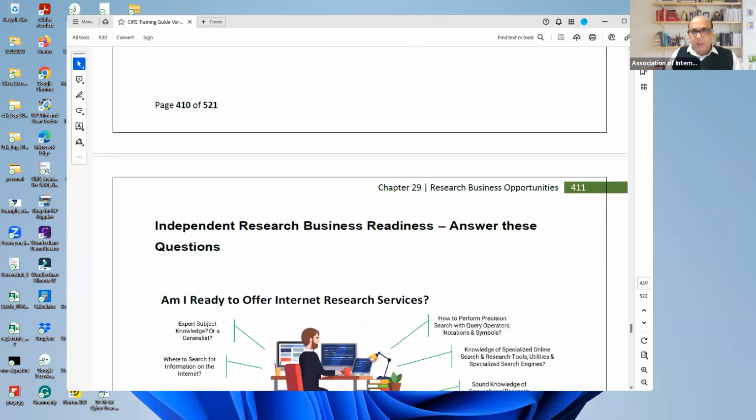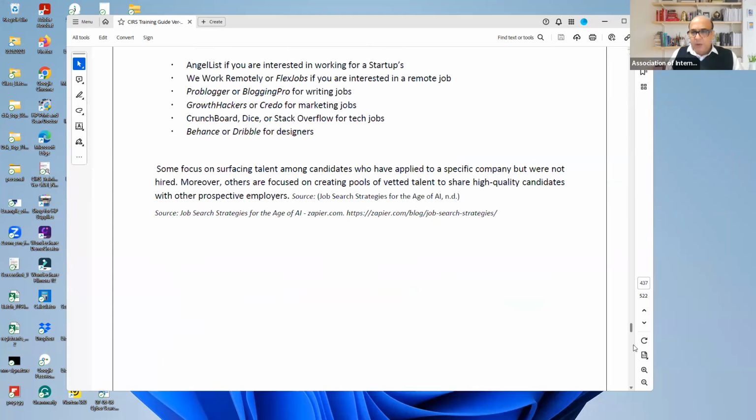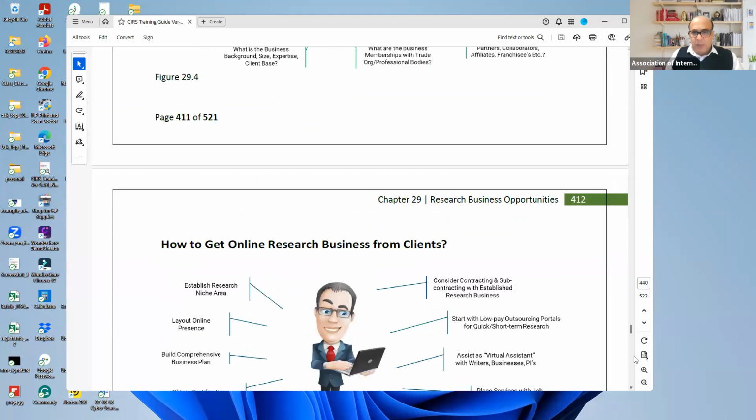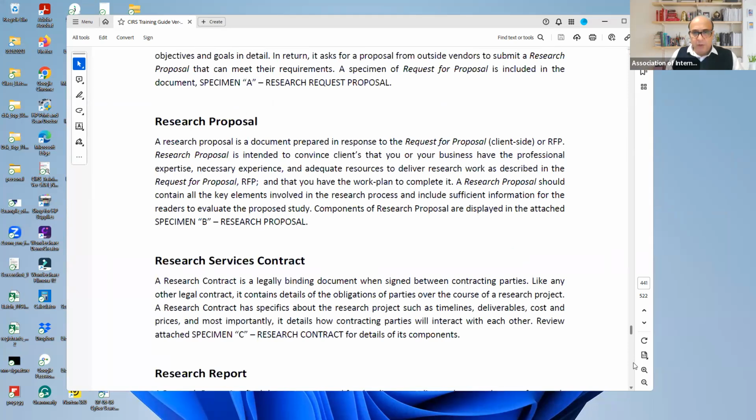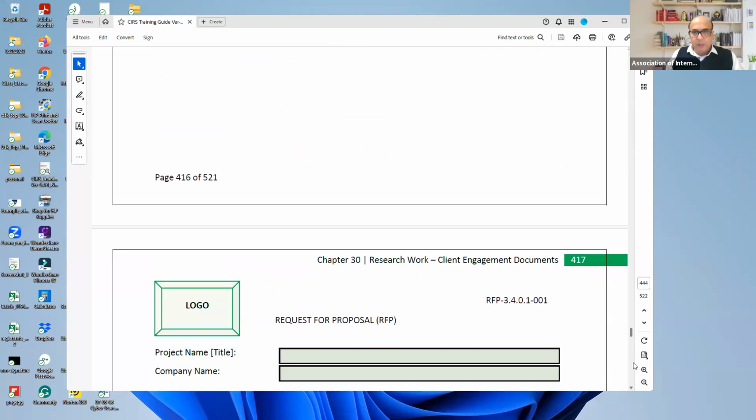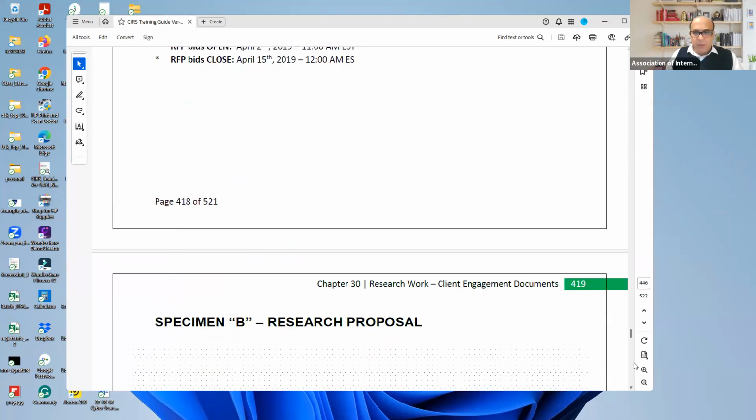I hope you've marked the page numbers. If you don't mind, you can even look at the same documents I'm referring to. I gave you the page number last time, 419 onwards. It's the research proposal, in module two. All right.